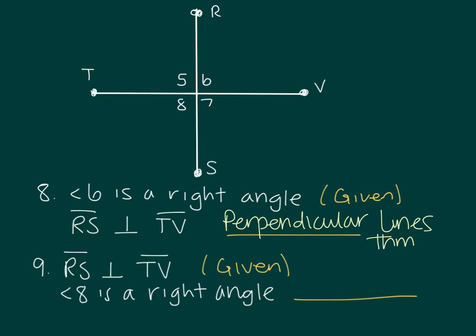Okay, if RS is perpendicular to TV, then how is angle 8 a right angle? Going backwards, like we said before, if you look above, 6 is a right angle, so RS is perpendicular to TV by the perpendicular lines theorem. If we go the other way and say RS is perpendicular to TV, how is angle 8 a right angle? Well, that's the exact same theorem, perpendicular lines theorem. So it goes both ways.